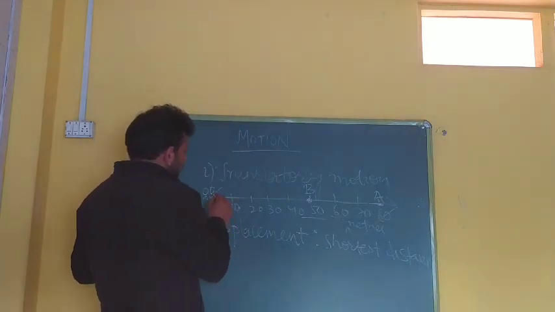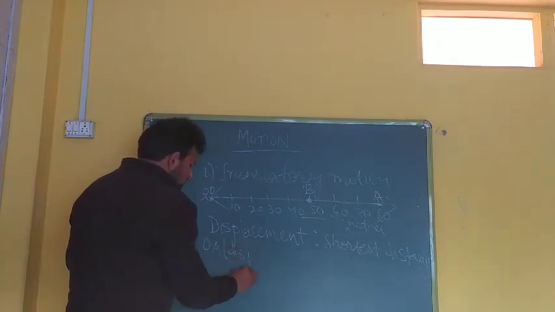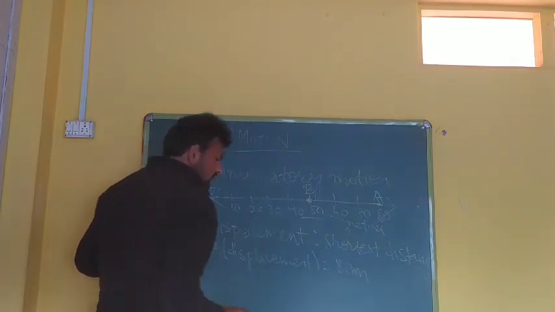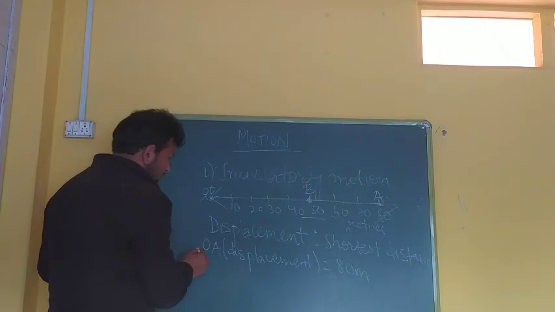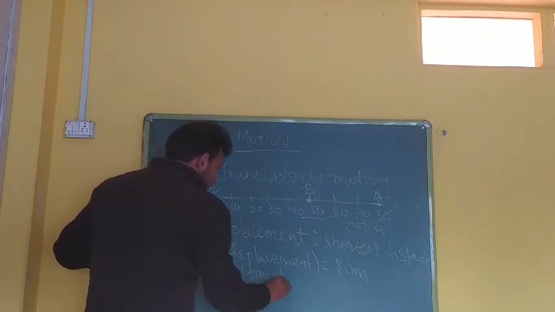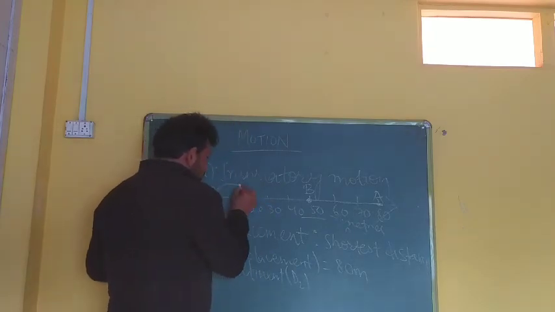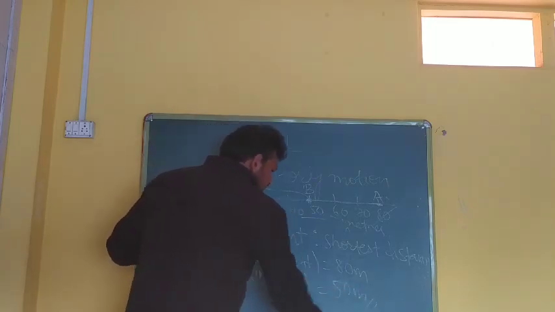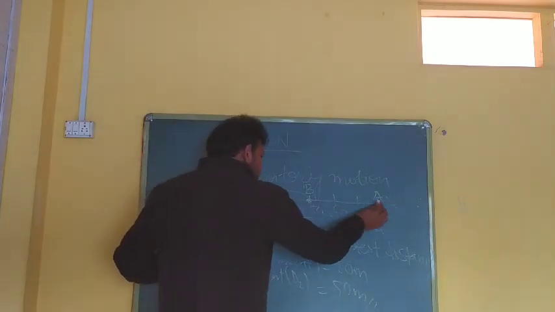So, if a particle moves from O to A, what is the displacement? Displacement OA is 80 meter. No problem. Now, if the particle moves from O to A and again back from A to B, what is the displacement in the second case? It will be very simple. You have to consider the shortest distance. Shortest distance is this much. It will be 50. Are you understanding? If we had considered distance, it would have been 80 plus 30.